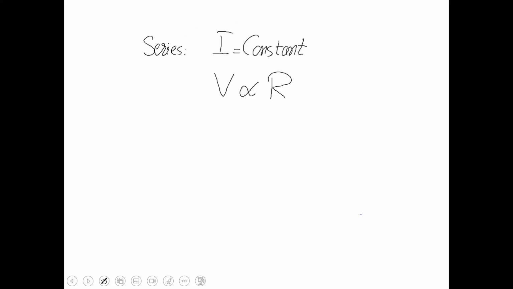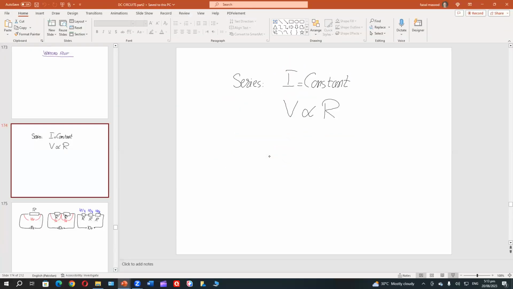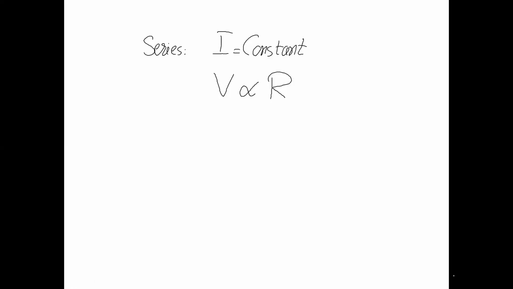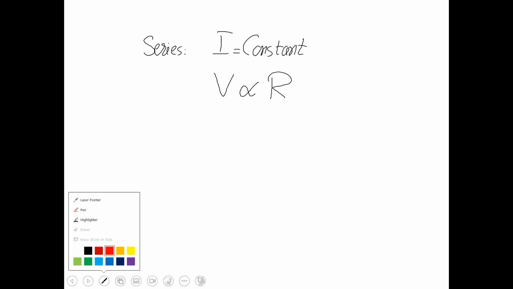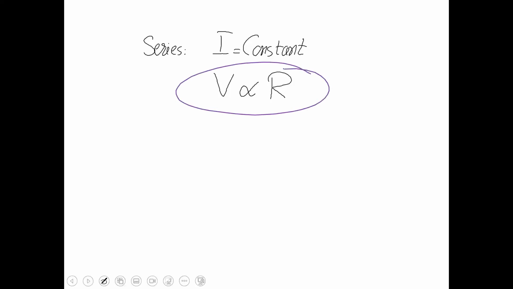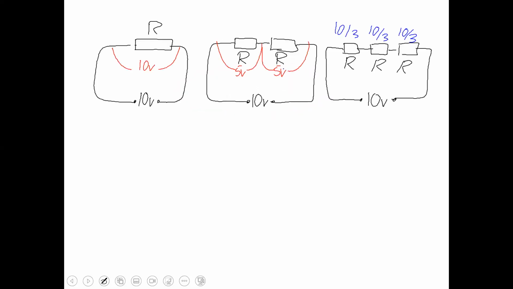Now, working rule. How it works: remember the concept, in series, current is constant. So voltage is divided and conserved. Voltage and resistance are directly proportional. So they wanted to divide the voltage.